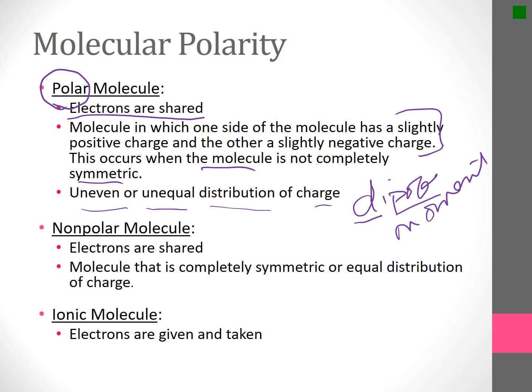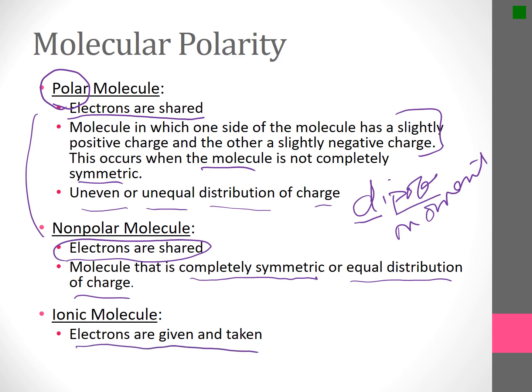Then we also have nonpolar molecules. Nonpolar molecules exist when electrons are shared, just like these. But they are completely symmetric, or there's an equal distribution of charge. We'll show it in a little bit, but there's not one pole going in one given direction; it would be balancing itself out. In an ionic compound, electrons are given and taken entirely, so there's no sharing. So once again, there's polar, nonpolar, and ionic.